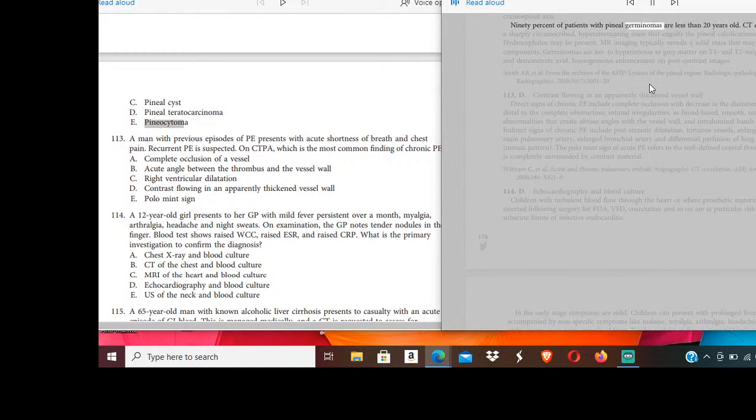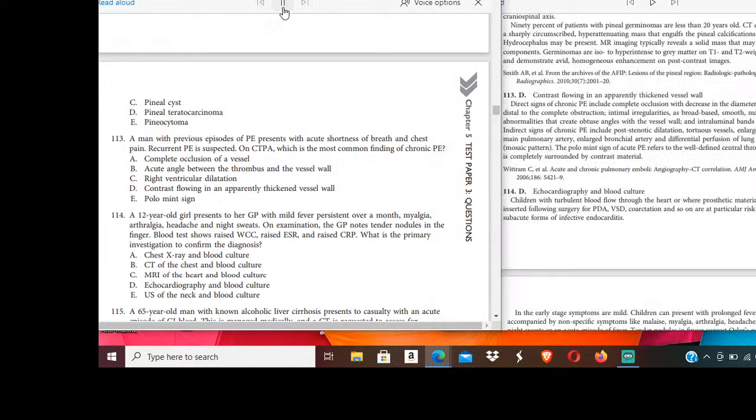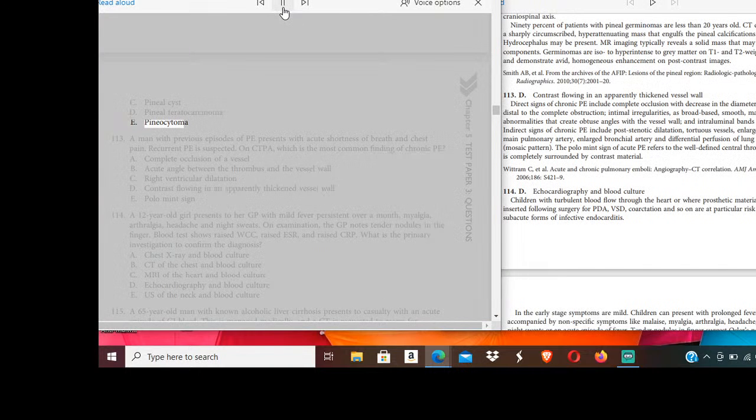90% of patients with pineal germinomas are less than 20 years old. CT demonstrates a sharply circumscribed, hyperattenuating mass that engulfs the pineal calcifications. Hydrocephalus may be present. MR imaging typically reveals a solid mass that may have cystic components. Germinomas are iso to hyperintense to gray matter on T1 and T2 weighted images and demonstrate avid, homogeneous enhancement on post-contrast images. Smith et al. From the archives of the AFIP, lesions of the pineal region, radiologic pathologic correlation.